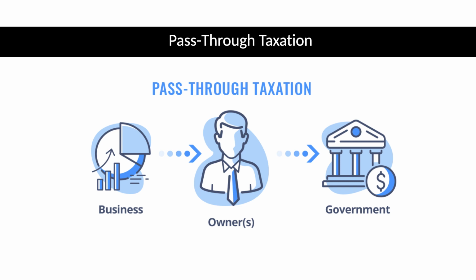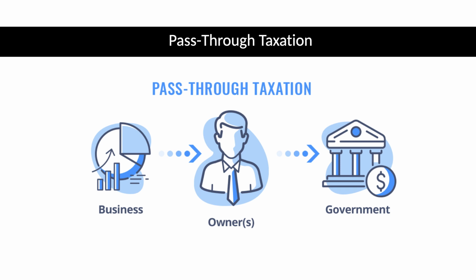So instead of paying taxes at the business level, the owners report their share of the business's income or losses on their personal tax returns and pay taxes at their individual tax rate. This means that the business's income is only taxed once at the individual level instead of being taxed twice, at the corporate level and then again at the individual level. Pass-through businesses are attractive to small business owners because they often have lower tax rates than traditional corporations, which are subject to corporate income tax.